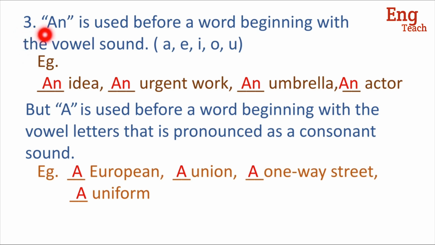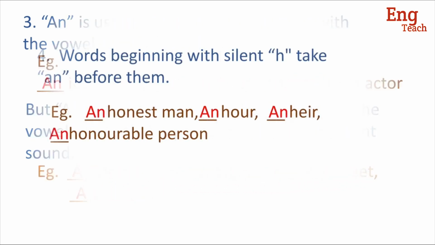Rule number 3. An is used before a word beginning with a vowel sound. Vowel sounds are produced by vowel letters A, E, I, O, U. For example, an idea, an urgent work, an umbrella, an actor. But a is used before a word beginning with a vowel letter that is pronounced as a consonant sound. For example, a European, a union, a one-way street, a uniform.